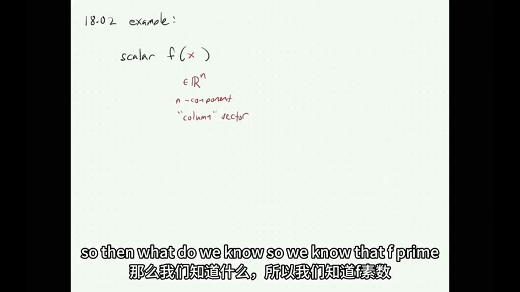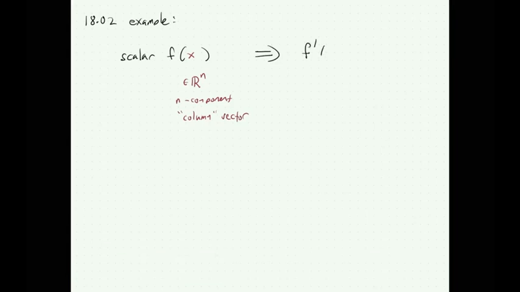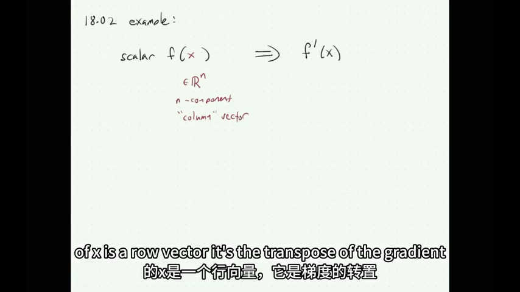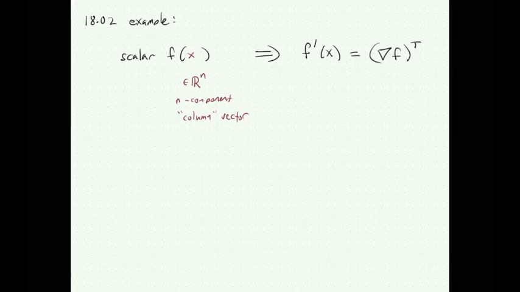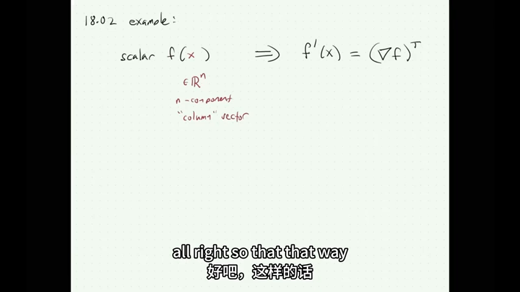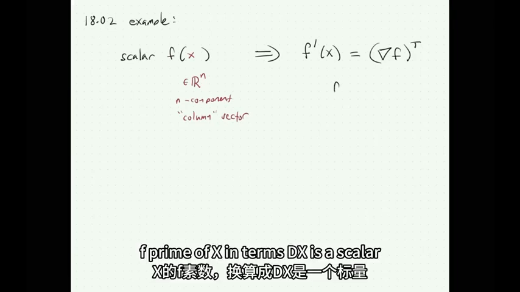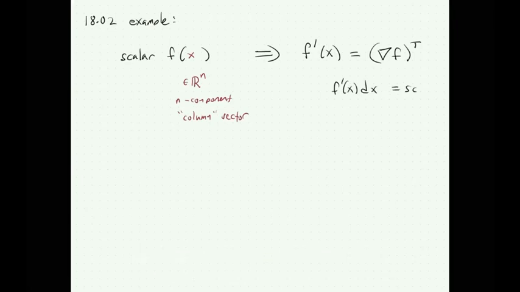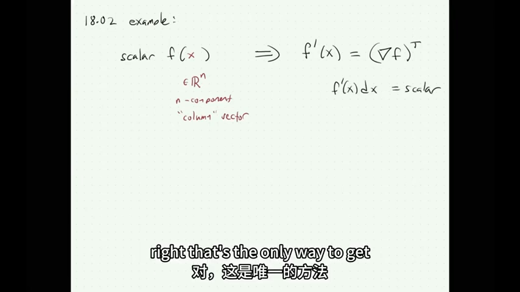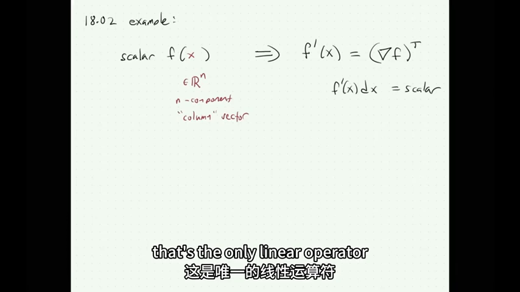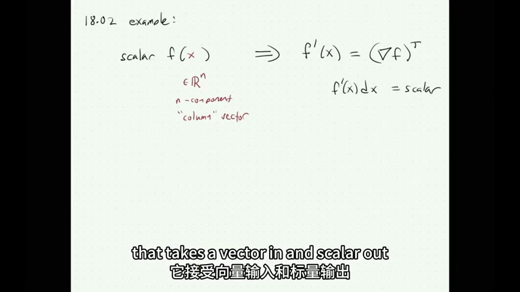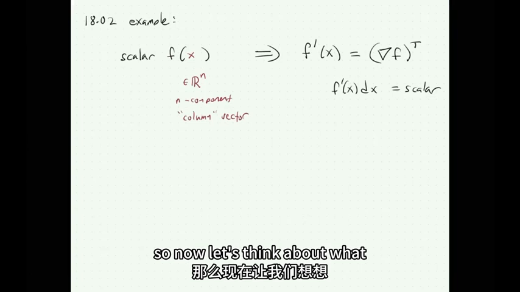So then what do we know? We know that f prime of x is a row vector. It's the transpose of the gradient. Right? So that way f prime of x times dx is a scalar. That's the only linear operator that takes a vector in and a scalar out. So now let's think about what our second derivative is.